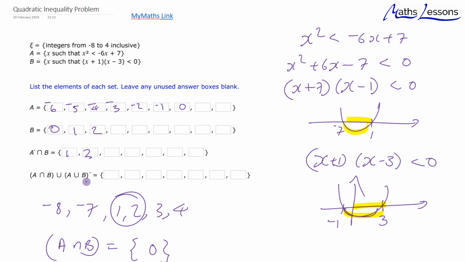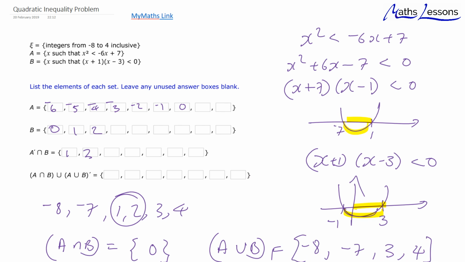Now we want (A union B) not. So first of all, think of A union B. It's all of these and all of these, so it's all the numbers from -6 to 2. So therefore we want not those. So we're going to have -8, -7, and then what else? We're going all the way up to 2 and it goes to 4. So we go to 3 and then we go to 4. Because B went up to 2 and overlapped with the A, it's just the 3 and 4 that's going to be in this set.